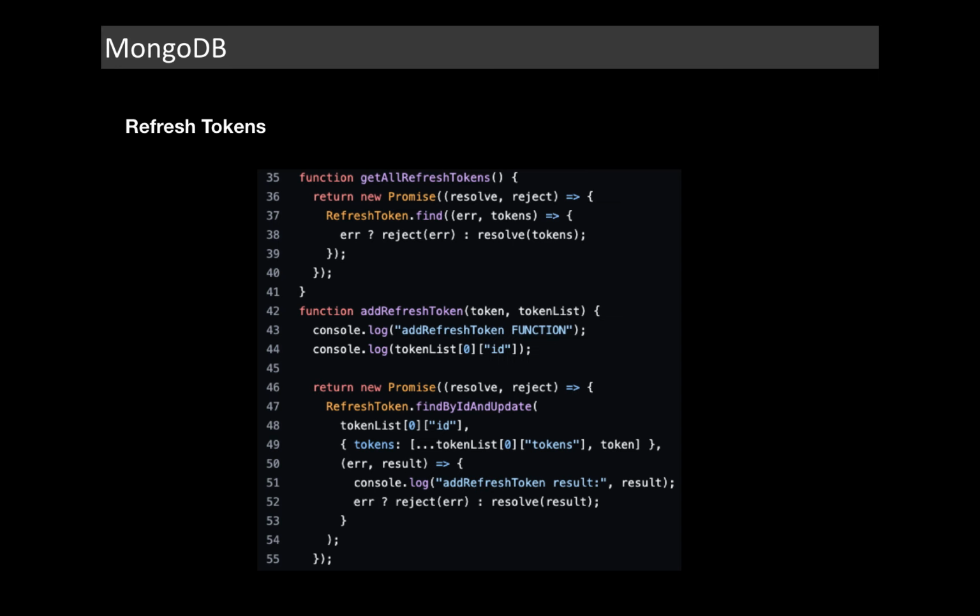Some additional functionality I added in the database is refresh tokens. So every time a user signs in, a refresh token is added to a list in the database. Therefore, if the user needs a new access token, it first checks if the refresh token exists in the database. If not, it will send back a 403. If it does, then it will generate a new access token for that user.